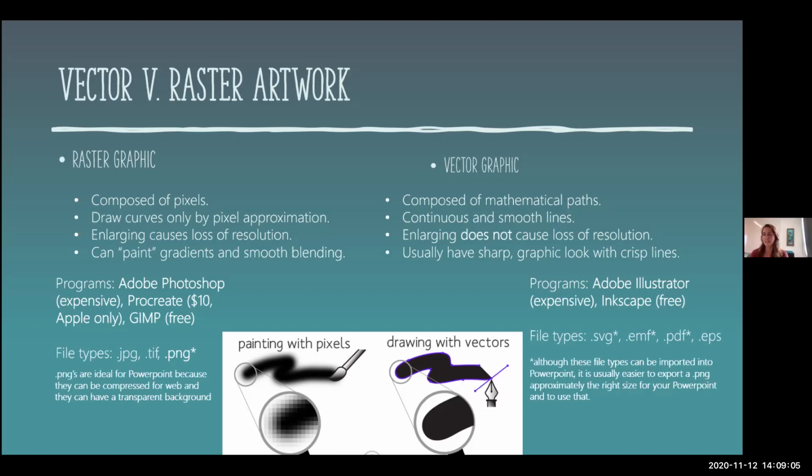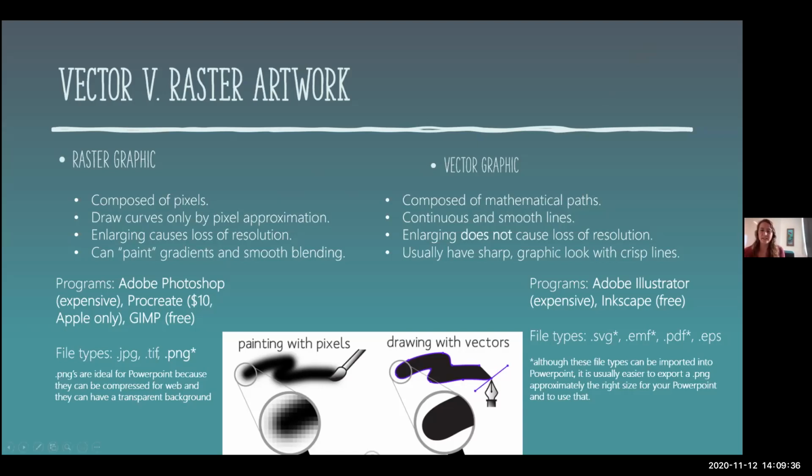In terms of file types, your raster graphic formats are JPEGs, TIFFs, and PNGs. I usually use PNGs if I'm putting anything into PowerPoint because they have transparent backgrounds and they don't take up a lot of space when you save your file. In terms of vector graphics, there's SVGs, EMFs, EPS, and PDFs. A lot of confusing acronyms.